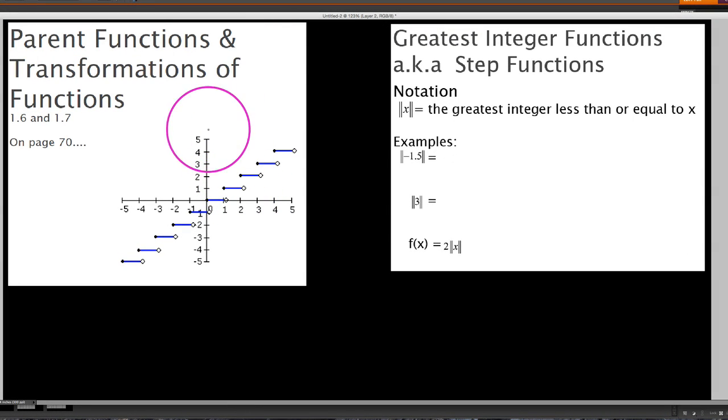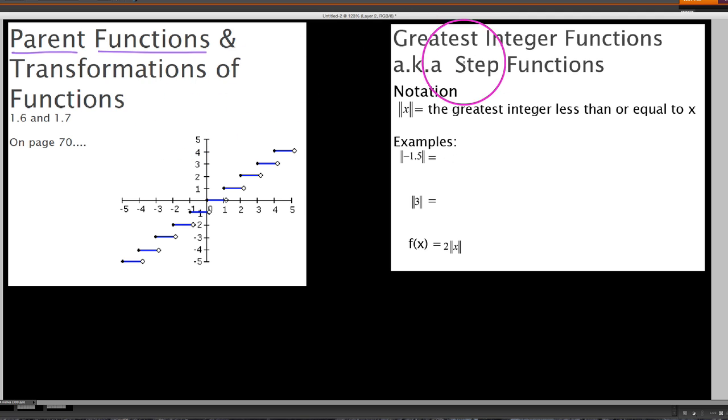Okay, YouTube, in this video we're going to be confronting all of the different parent functions. As a matter of fact, not all of them, but 8 very specific ones, including the greatest integer function as well as piecewise functions here. But basically what I want to build into is how we can use the parent functions to quickly graph sketches of transformations of those, as long as we know the basic characteristics of the parent function.